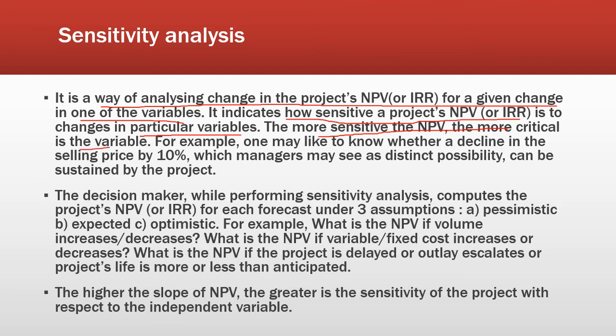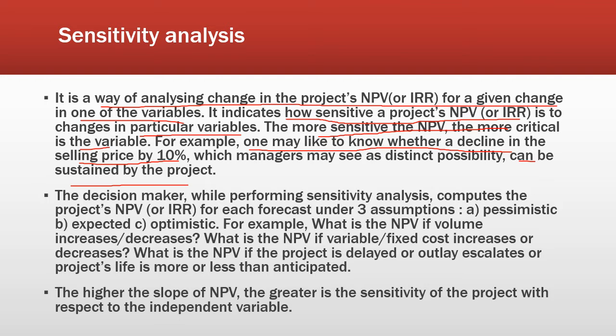For example, one may like to know whether a decline in the selling price by 10%, which managers may see as a distinct possibility, can be sustained by the project. That is, can be tolerated by the project, if the project can bear such a decline in sell price. So here sell price is the particular variable. If the sell price changes, we can see the change in project's NPV, and whether the change in sell price affects the project's NPV or not.